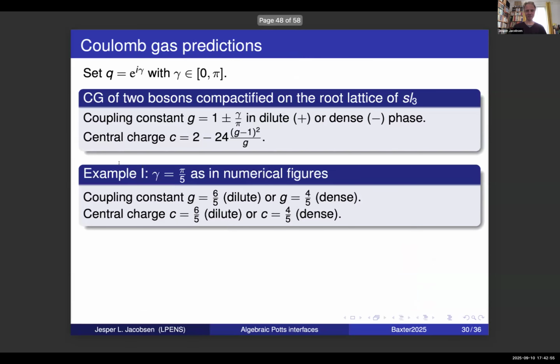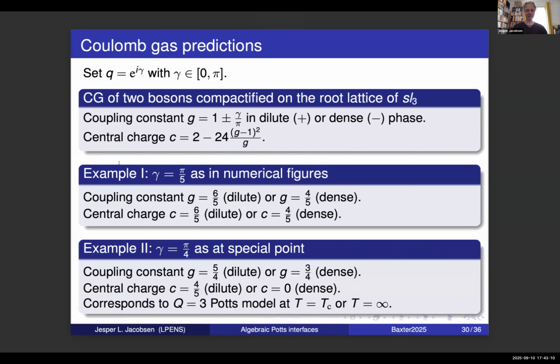And I'm going to get some expressions here that depend on whether I'm in a dense or in a dilute phase. And if I took gamma equals pi over 5, as in the preceding figure, I will indeed get 6/5 or 4/5. In the 3-state Potts model case, there will be one point with 4/5. That's the dilute model. That's the usual critical model. There's going to be a dense model also with central charge 0. It's some generalization of percolation, but percolation now using 3 colors.